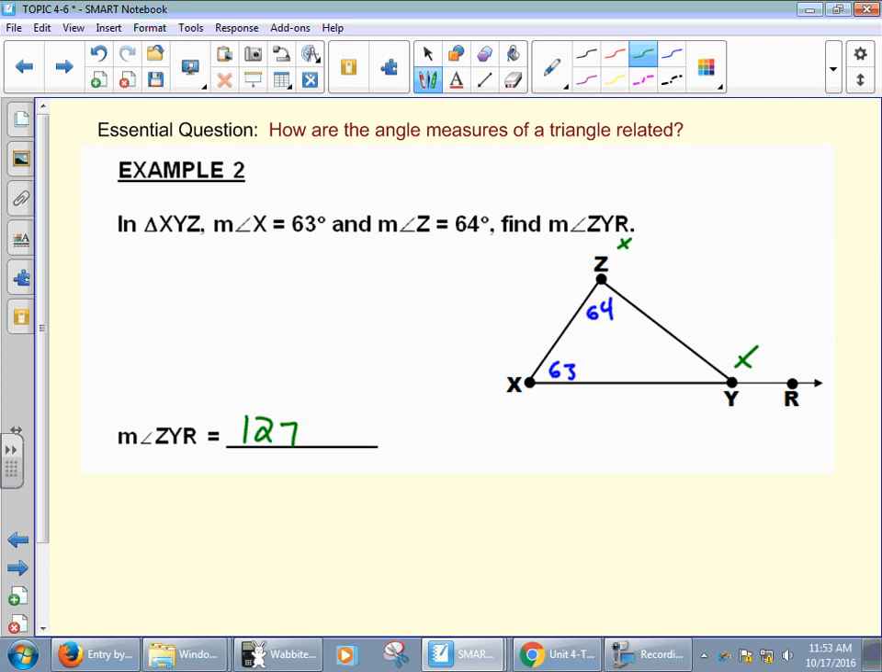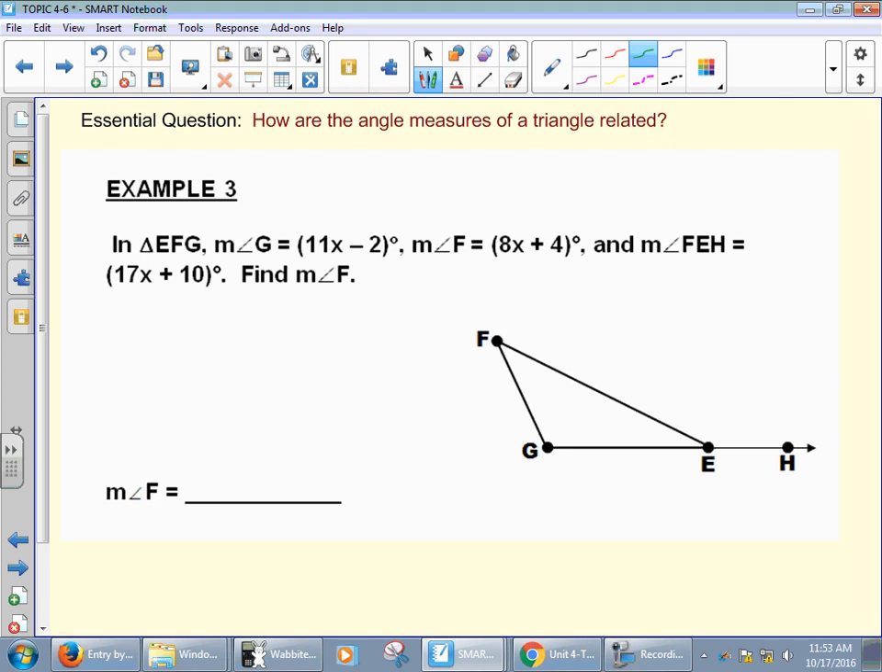Okay, all right, the last example. So everyone understands that all I have to do is add these two together and it equals that. Now, let's take that simple math and apply it to two expressions. So G is 11x minus 2, and F is 8x plus 4. Okay? And it says FEH, which is this exterior angle, is 17x plus 10. Everyone understand how I labeled it? Have I done any math? No. By rule, the two interior angles equal the exterior. So who thinks that they can write this equation? No. 8x plus 4. Okay.